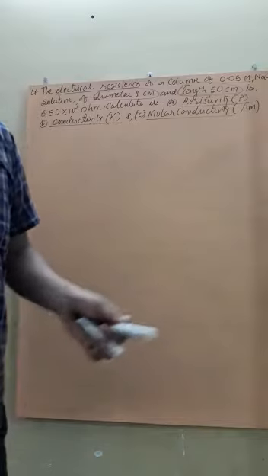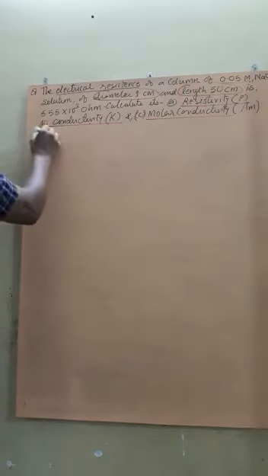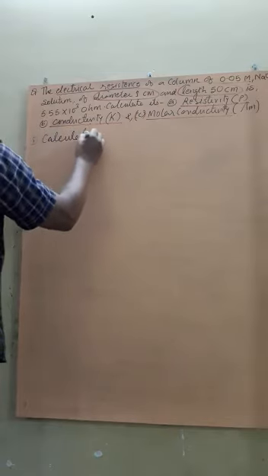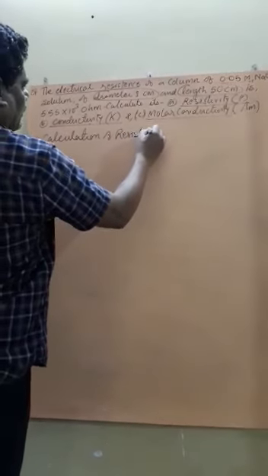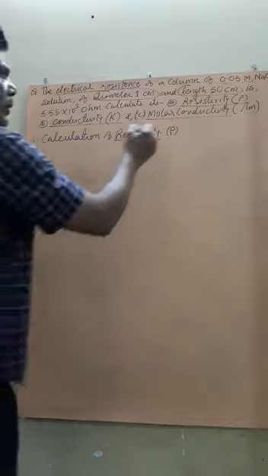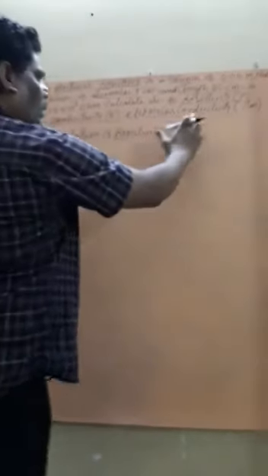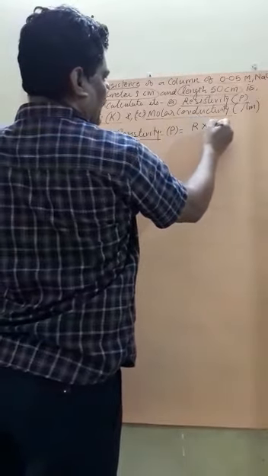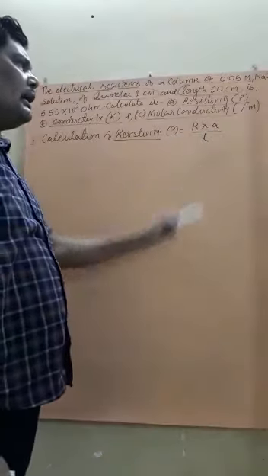Are you getting? So student, to solve the question, we are first going to start with the calculation of resistivity. Resistivity is rho, and rho is equal to R into A upon L.